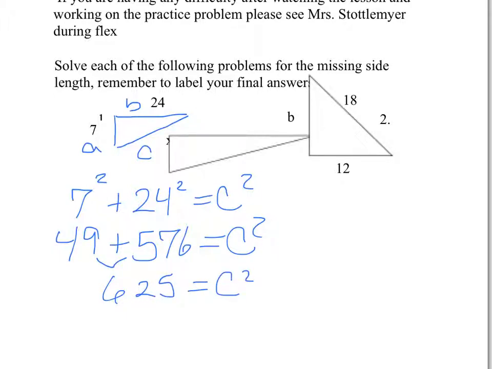If you remember from our square root unit, in order to get rid of that exponent of 2, we're going to square root each side. So we're going to square root 625, and we get x equaling 25, or c equaling 25 as our missing side.